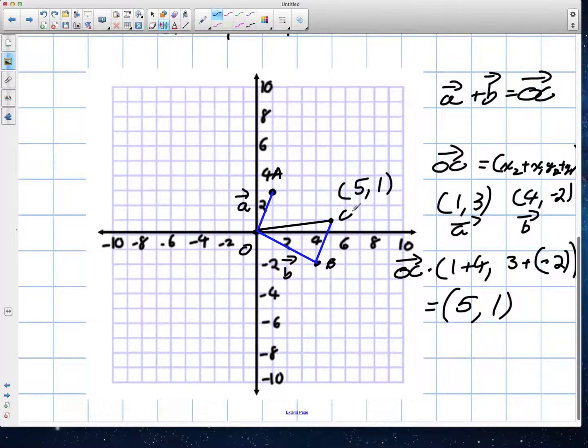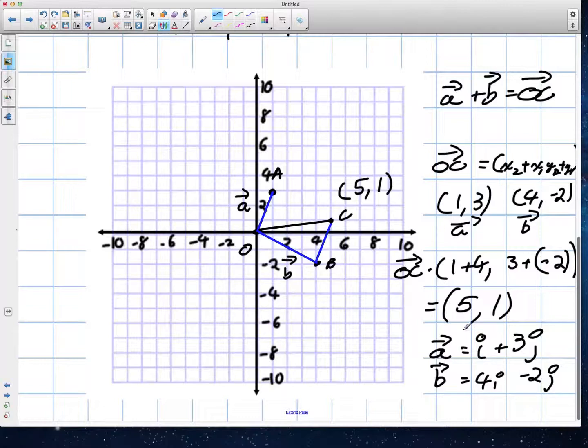Another way we could have represented this is I could have represented vector A in standard form. What would vector A look like in standard form? Anyone know? Just vector A itself. Sorry, say it again. I plus 3j, yeah. I plus 3j. And vector B in our standard form would have been what? 4i minus 2j. That's right.